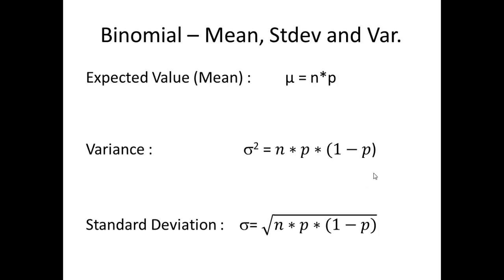And then you have the standard deviation, and we know the relationship between standard deviation and variance. If you have the variance and you want the standard deviation, you take the square root of the variance. So you can see here that sigma is equal to the square root of the fixed number of trials times the probability of success times the probability of failure. So those are the three parameters that we can calculate on a binomial.